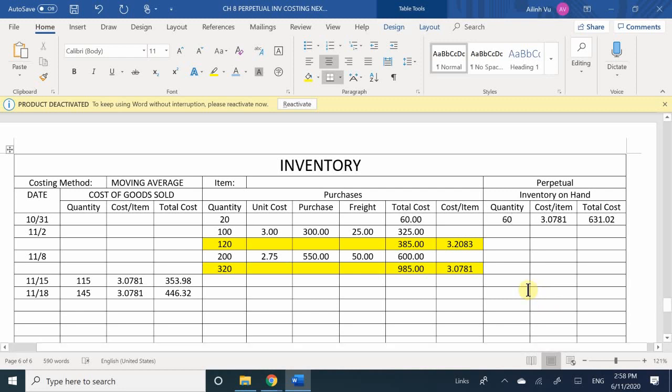Now let's go ahead and punch this in the calculator. 631.02, and we're going to subtract our $446.32. And what do we get? 184.68. Mm, 184.7. What was it?